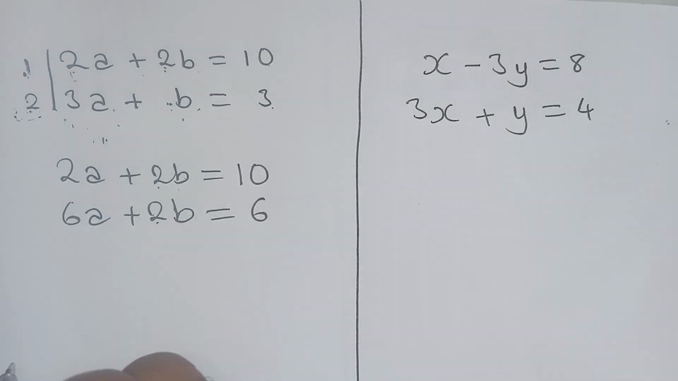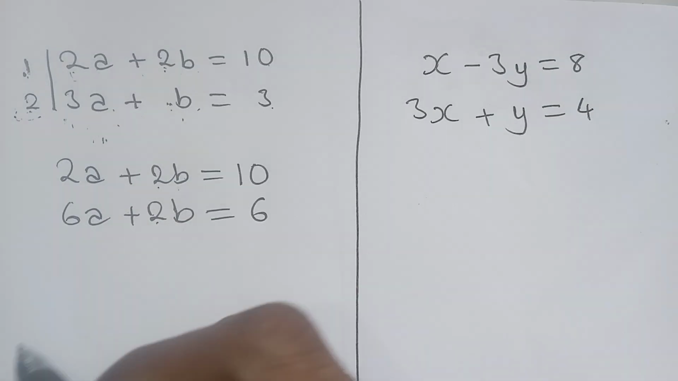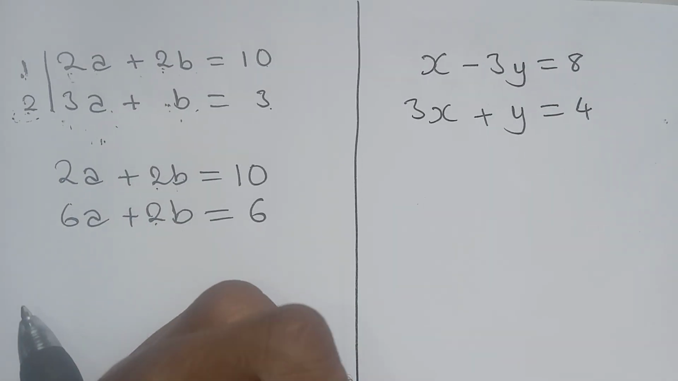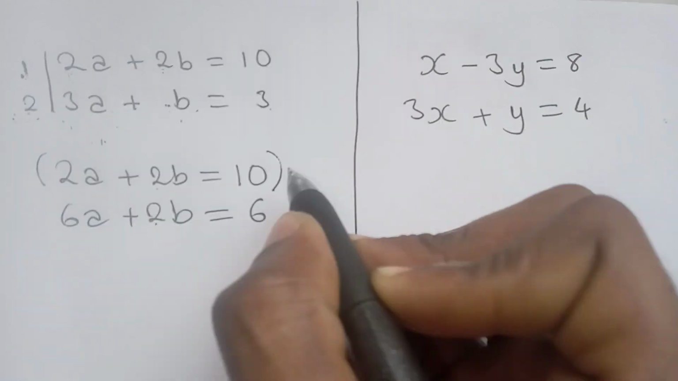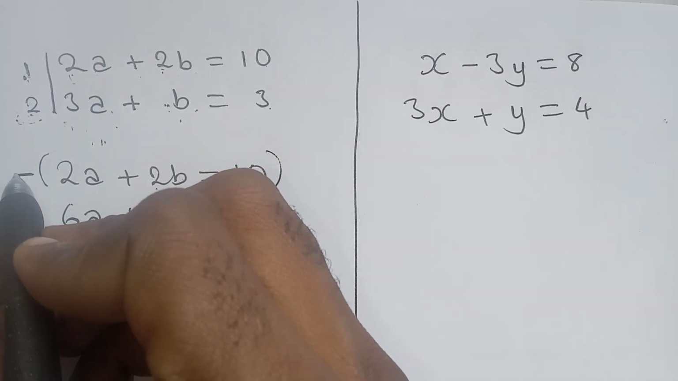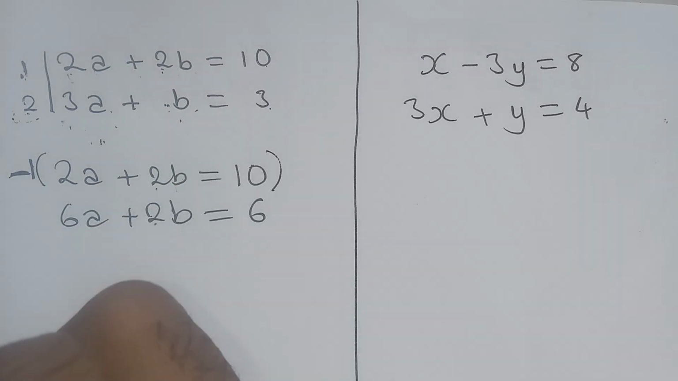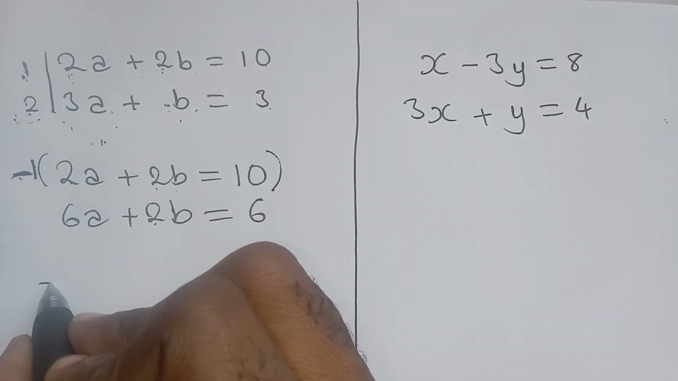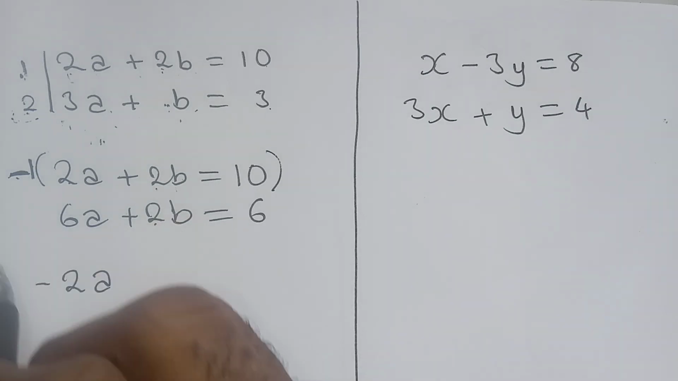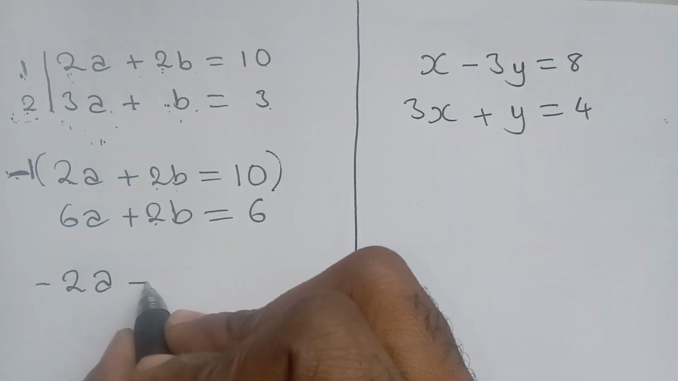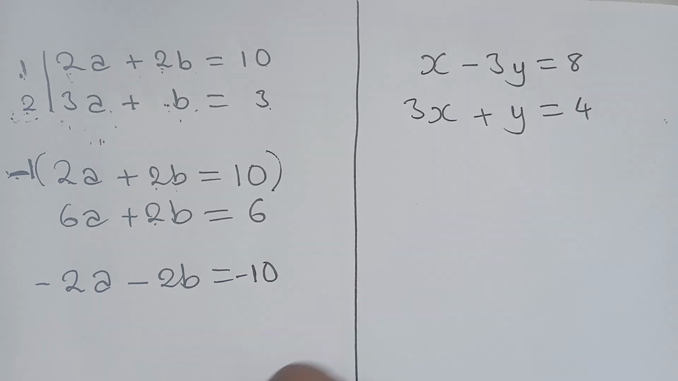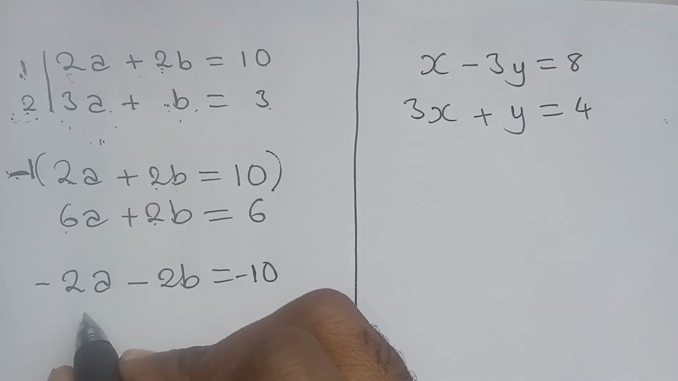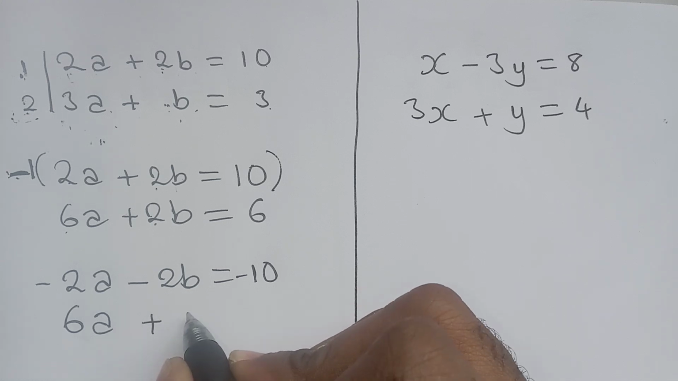So I'll multiply one of the two equations by a negative number so that we can add the two equations. So I'll multiply the first one. If you want, you can use the second one. So I'll multiply this by negative 1. So negative 1 times this would be this, negative 2a. Negative 1 times this, we have negative 2b. Negative 1 times 10, we have negative 10. And then we write the other equation as it is.